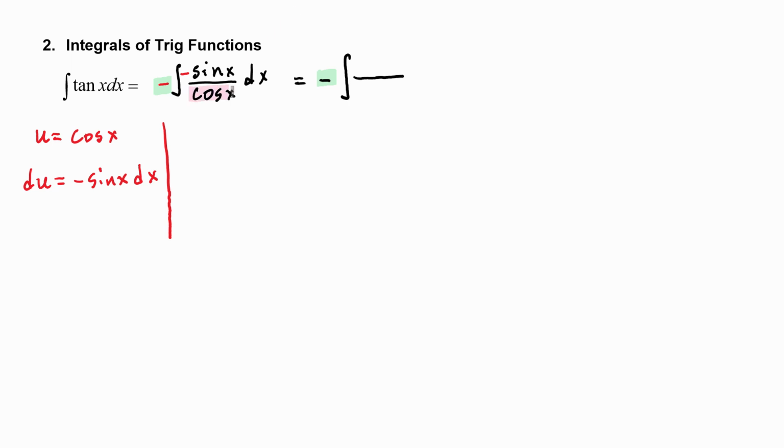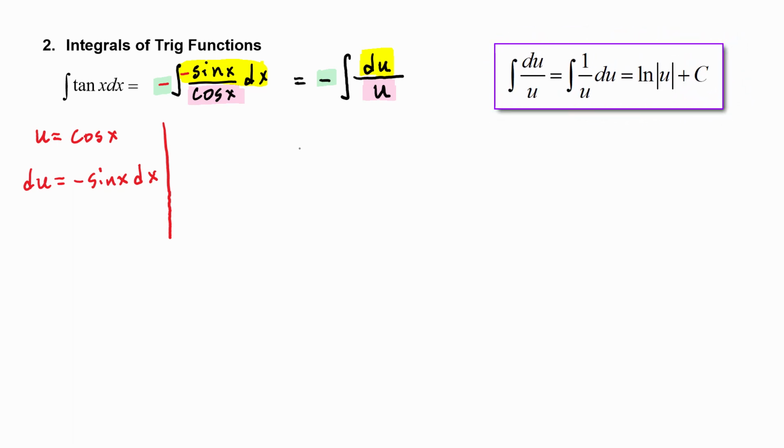In the denominator, we have cosine of x, and that is the u variable. In the numerator, we have negative sine of x dx, and we can see from our definitions over here that that is du. So now that we have the integral of du over u, we know that this is going to result in the opposite of the natural log absolute value of u plus c.